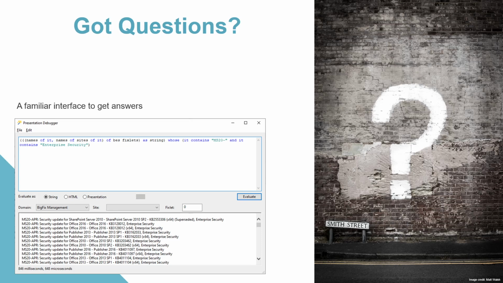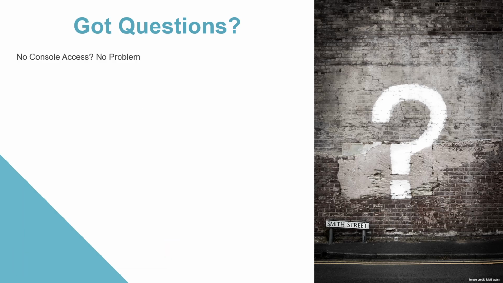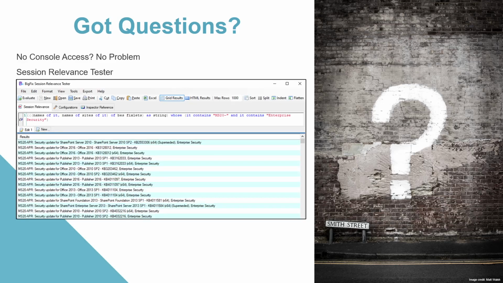In the BigFix console, you have the presentation debugger. It provides a built-in way to gather information about computers and content. Not everyone has access to the console, though, if it doesn't fall within the scope of their duties. Okay, no problem. You can use the Session Relevance Tester.